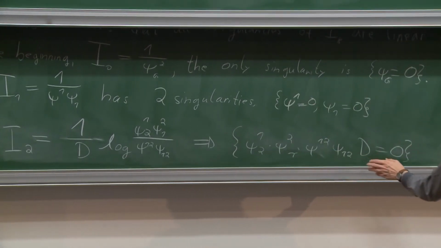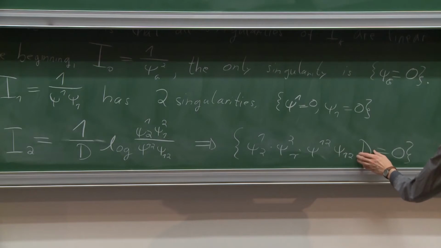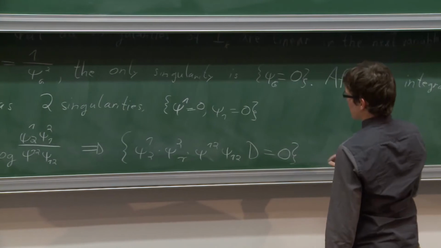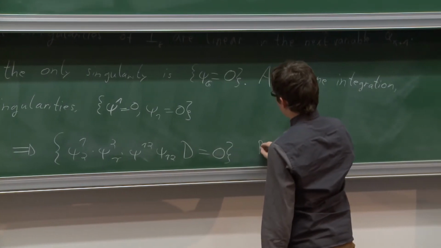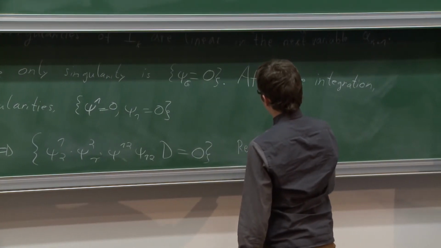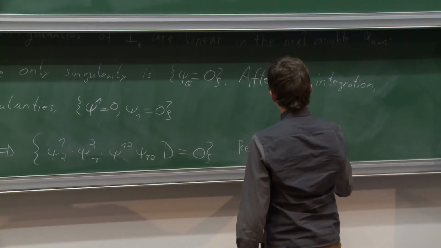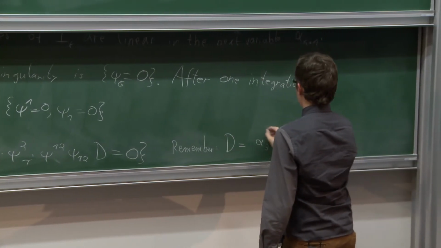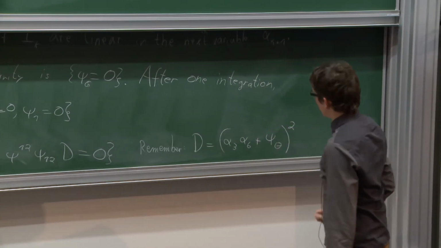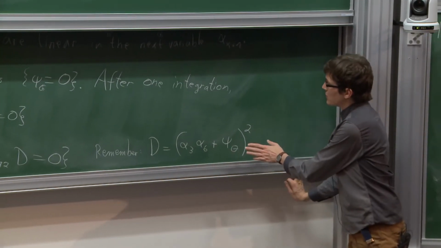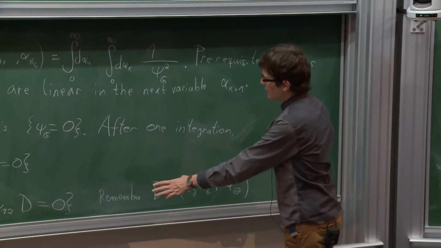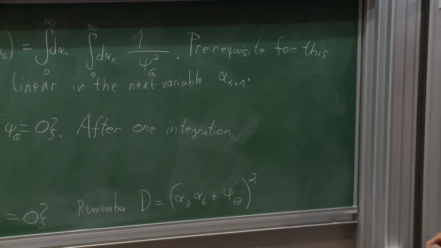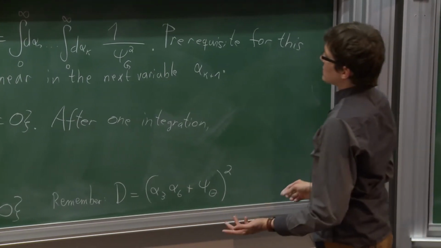But the important point is that the set of singularities, if you reduce this, then this was also a linear polynomial, right? Which I discussed earlier. So this d was squared. So also in this case, the prerequisite is actually fulfilled, that all the potential singularities are linear in the next integration variable.